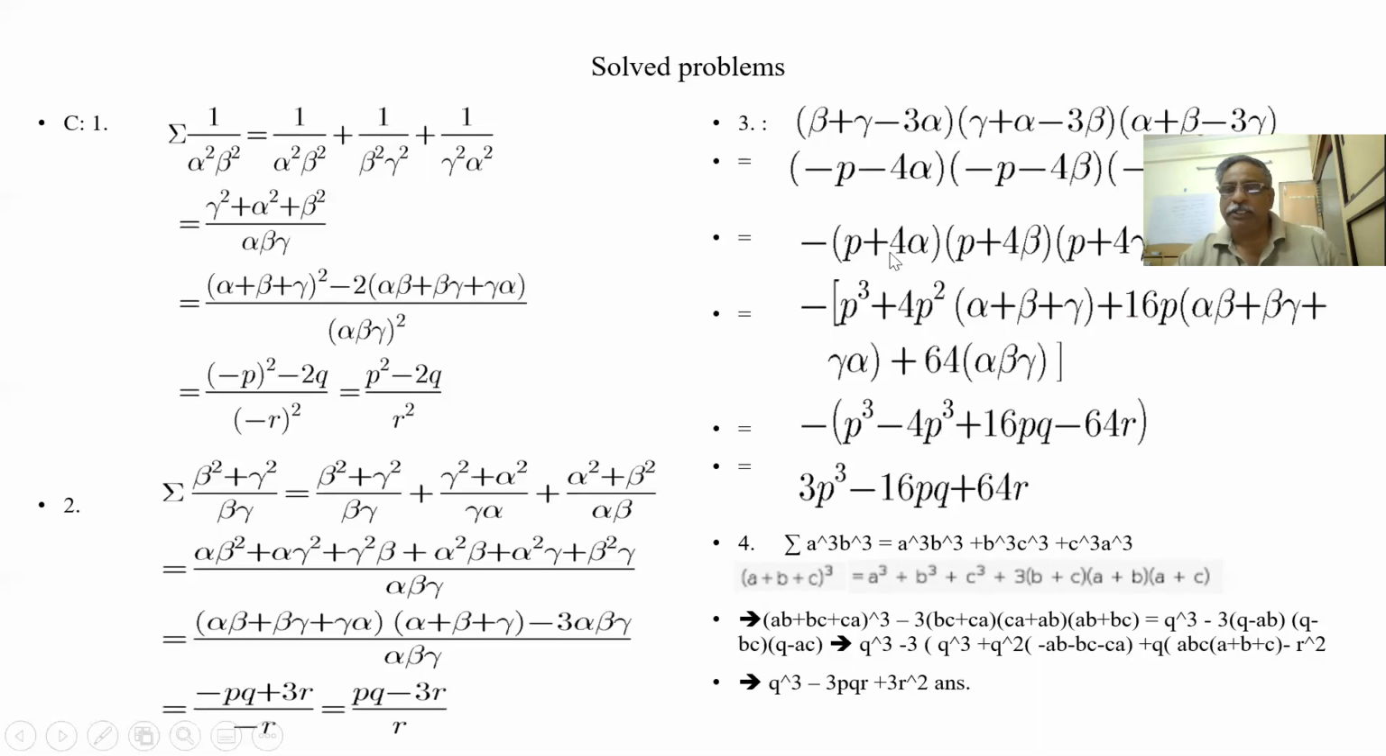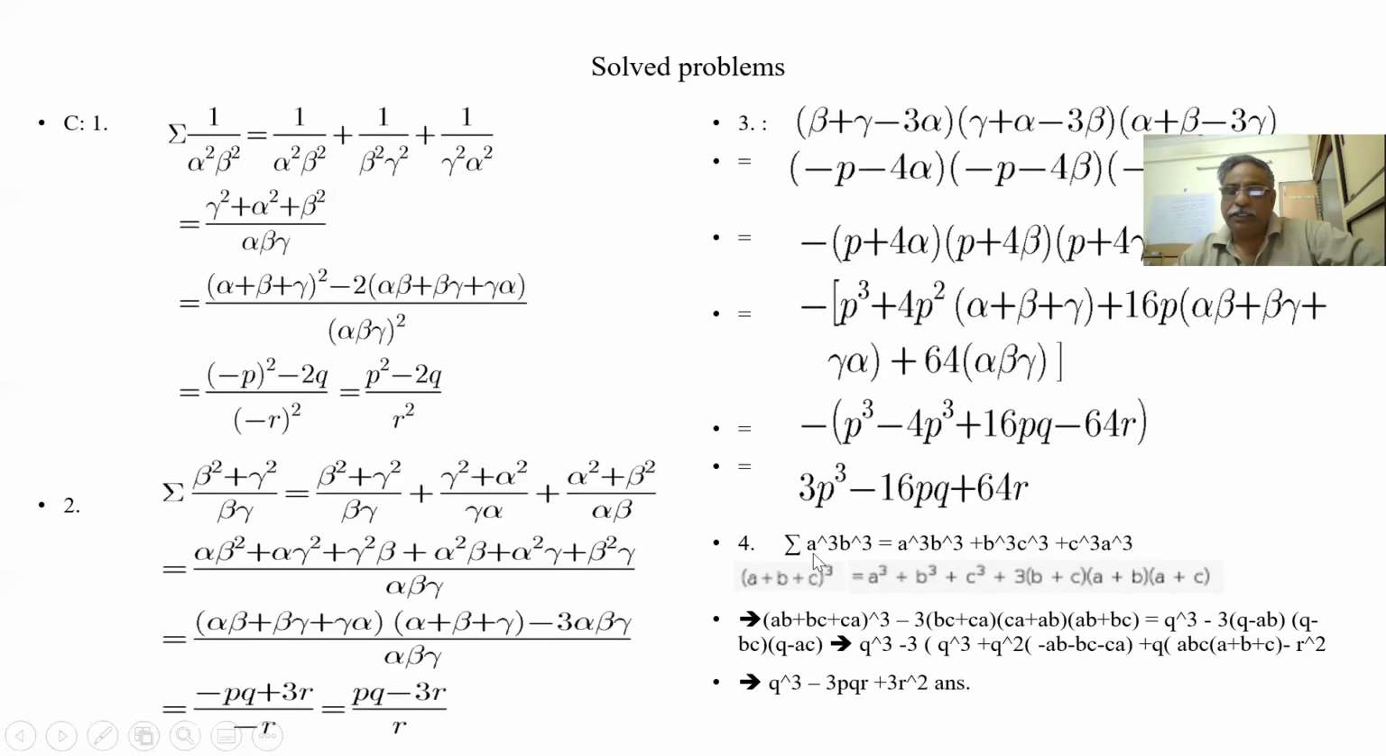So I am multiplying the three. When I am multiplying the three, I am getting the sum of the roots, sum of products of two, and product of the roots. So when I substitute the values, I'm getting minus 3p cubed minus 16p cubed plus 64r as the equation. So how have I proceeded? I have simplified the given expression by continuously converting it into pqr format.